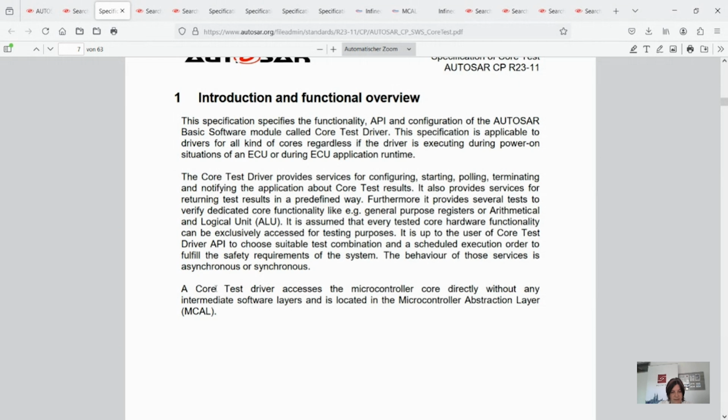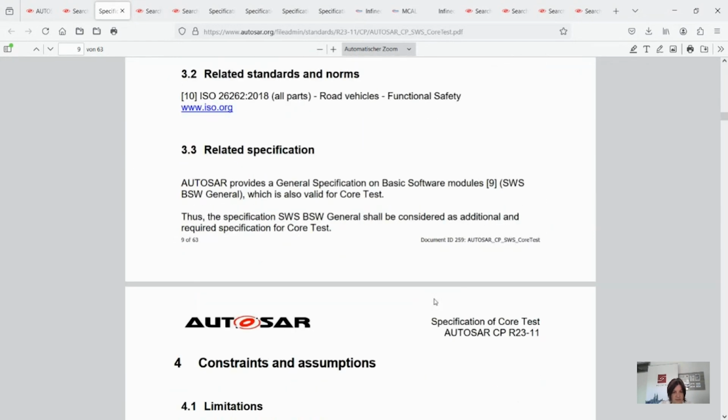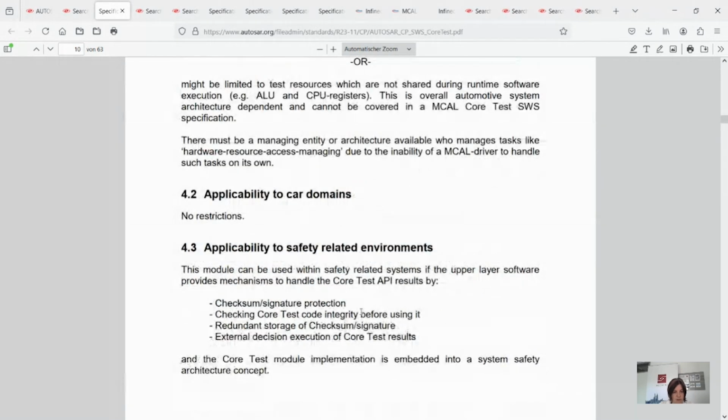So you can access this driver directly because it's like the starting point, and it doesn't need any other intermediate software layers. It's located, as we said before, here in the microcontroller abstraction layer, and specifically, it's part of the microcontroller drivers. Then, of course, you always have acronyms and related specifications, which is short here because it's one of the bases.